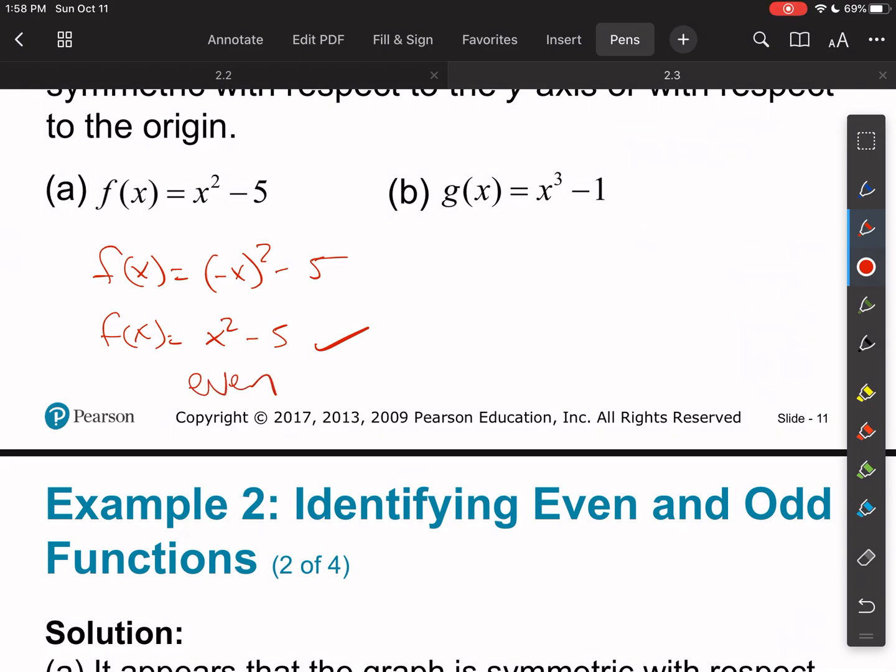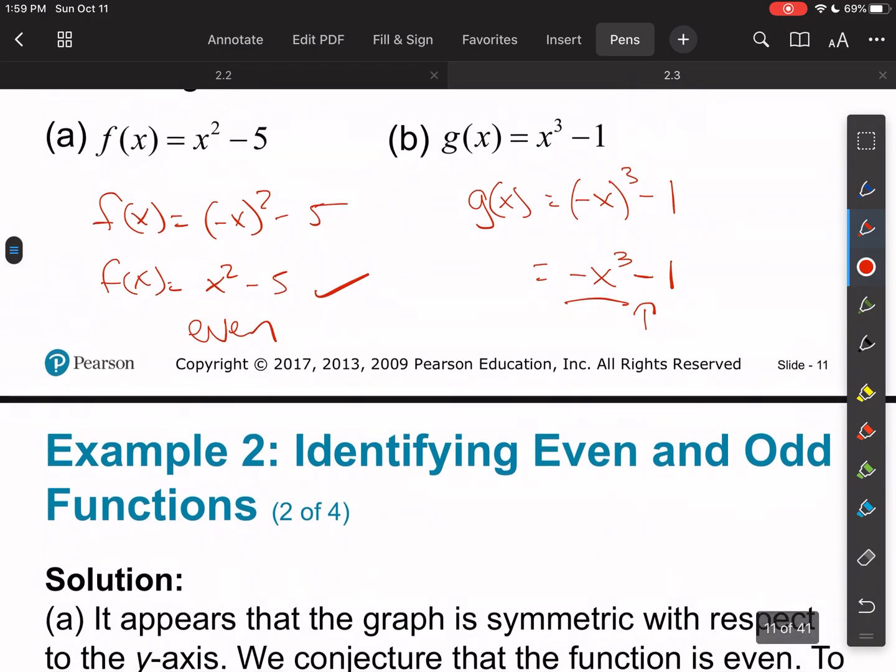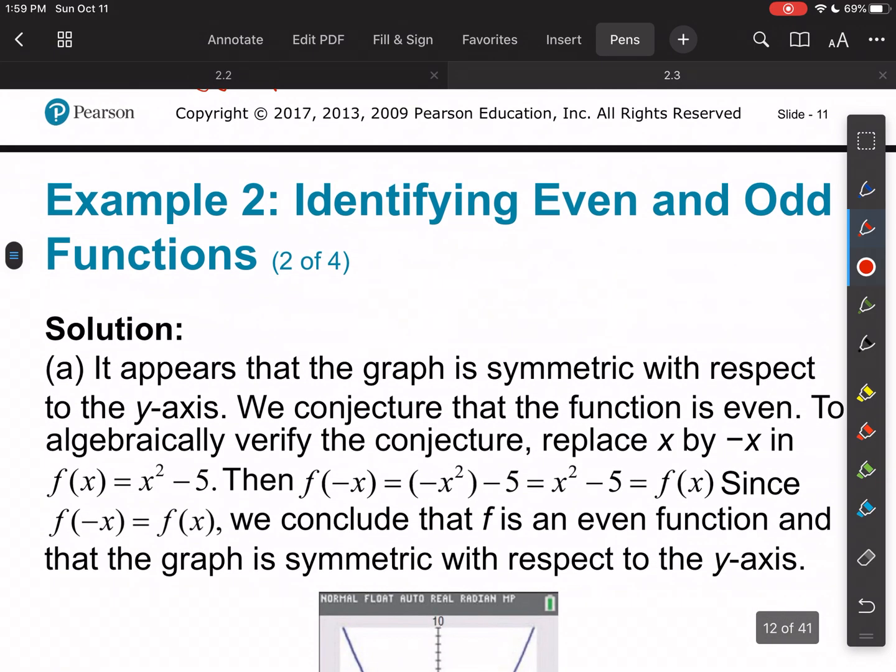Okay, and then for this one, I'm going to plug a negative x in. So we want to see if I plug a negative x in, do I get the negative value out that I would have had here? So negative x cubed minus 1. Notice here, it just becomes negative x cubed, so that did change negative, but this sign, negative 1, stayed the same, right? This sign did not change. It's very important that the whole function would have to change signs for this to work.